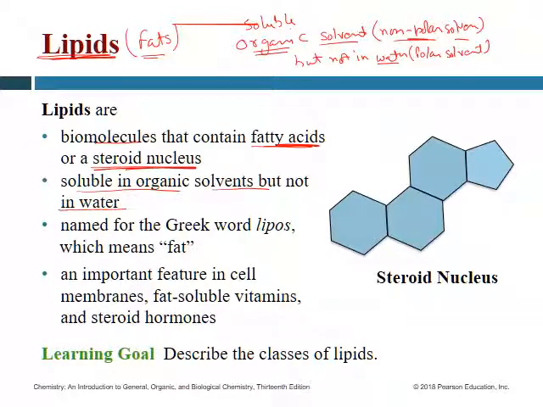And this word lipid comes from a Greek word lipos, which means fat. So that's why sometimes we use the term fat instead of lipid. And why is lipid important? What's the function of lipid in our body, in our cell? It is important for the cell membrane, for fat soluble vitamins, and for some hormones, the chemical messengers of the body, right? For example, steroid hormones. So in this chapter we're going to talk about what lipids are, what the different classes of lipid are, and what their functions are.